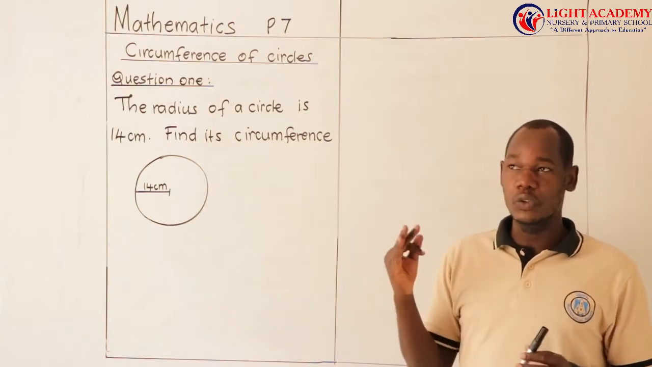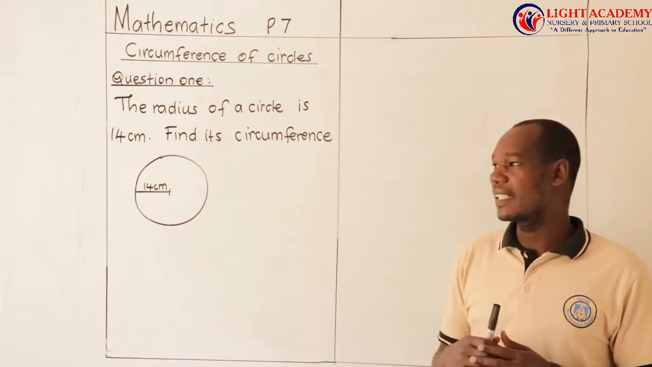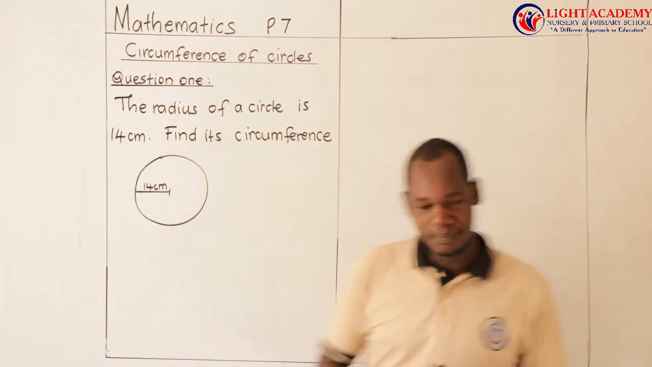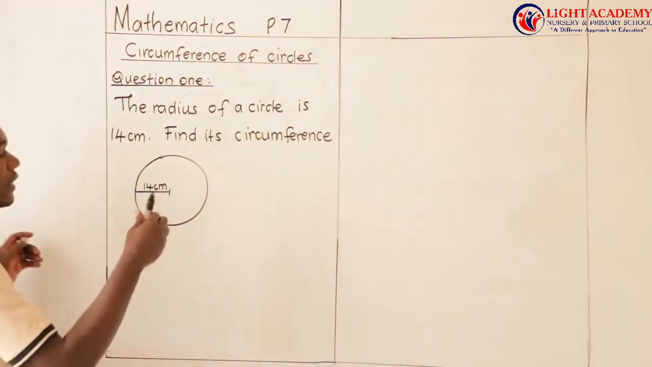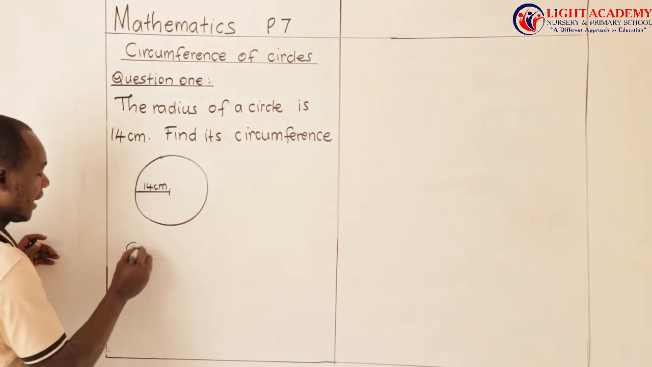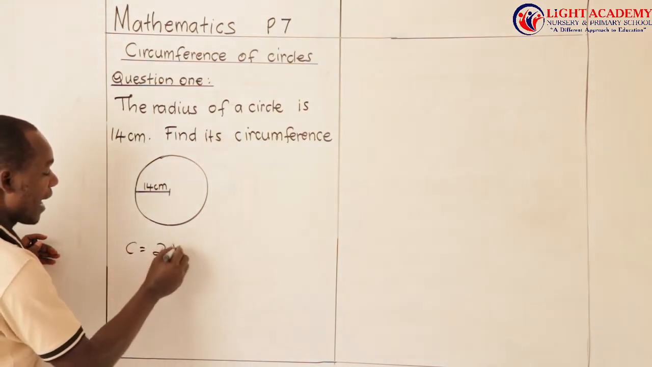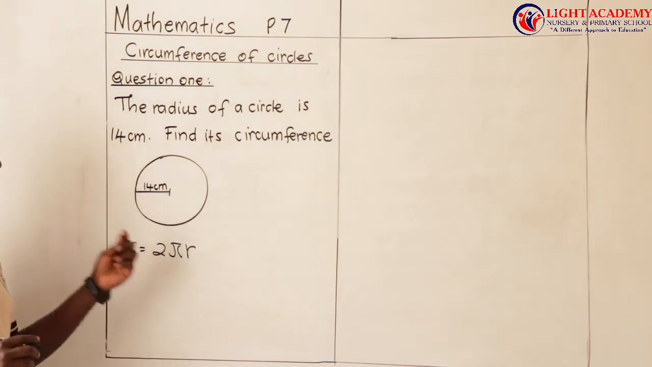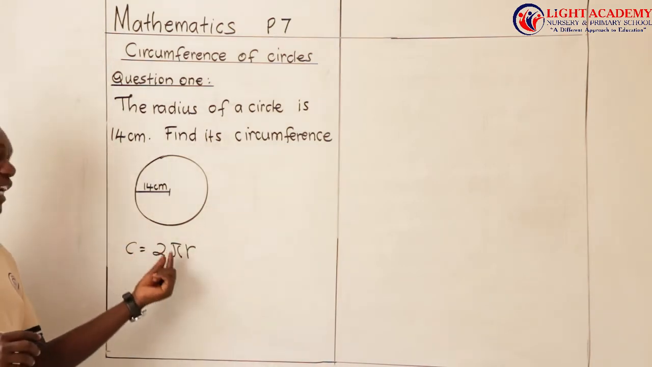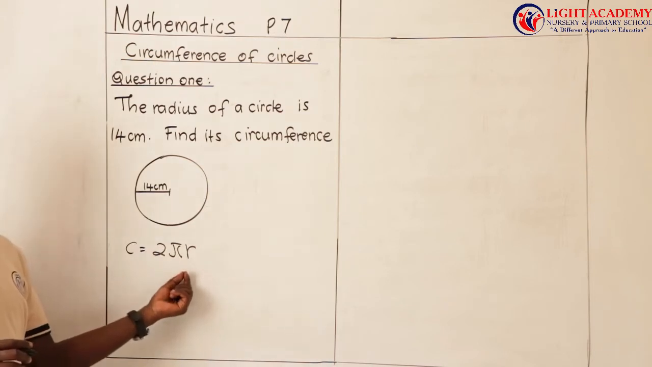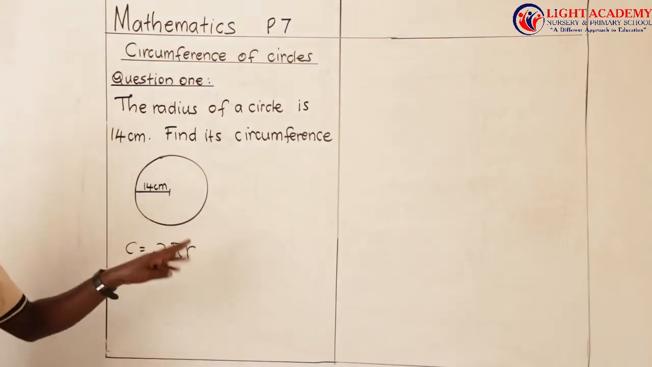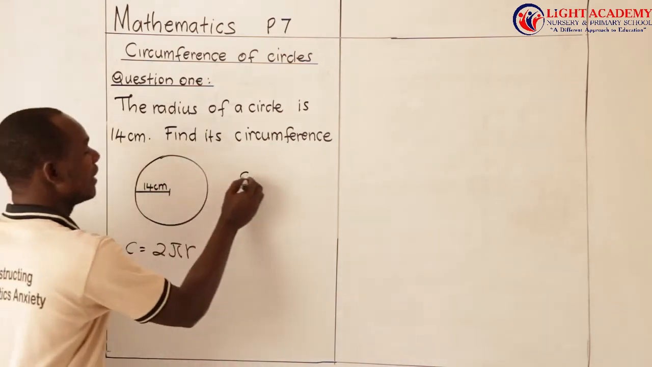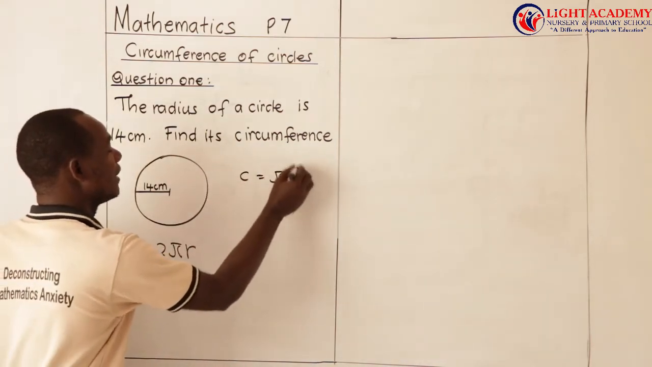And they are basically two, but of course they can always be generated from one. The first formula for finding circumference of a circle is, some people say circumference equals 2 pi r. That is 2 times the value of pi times the radius. Now you will find that some people may not write it like this. Some people may say circumference equals pi d.